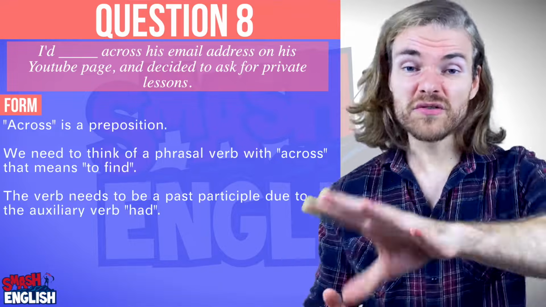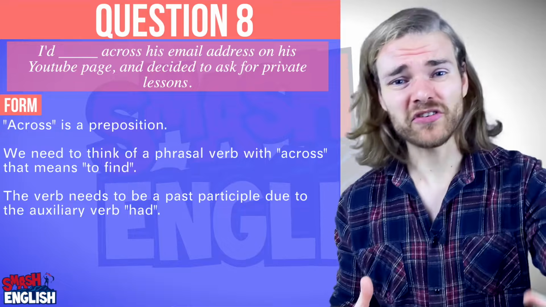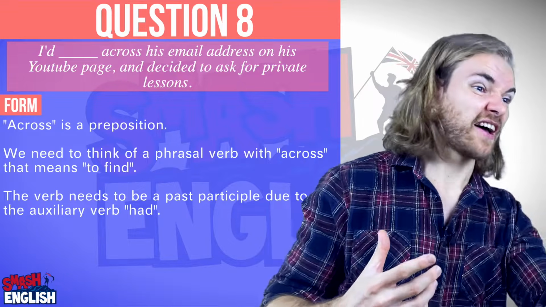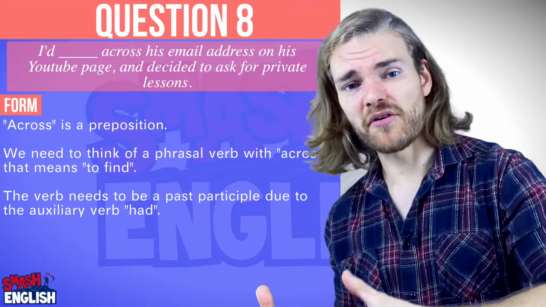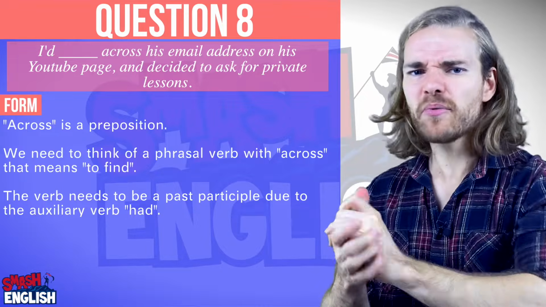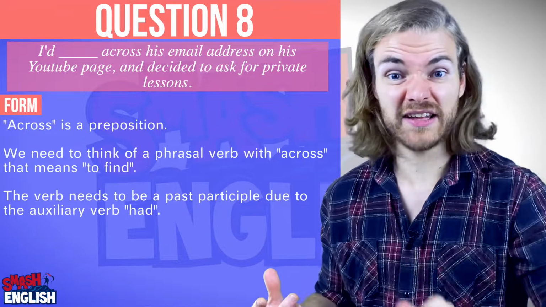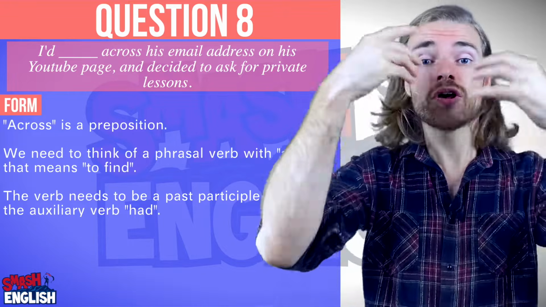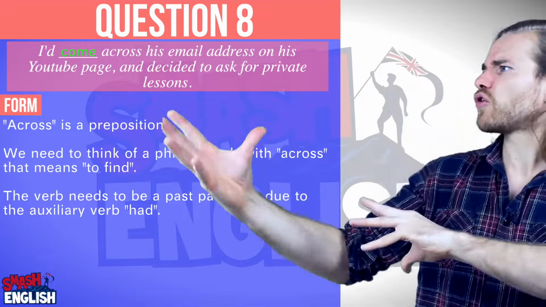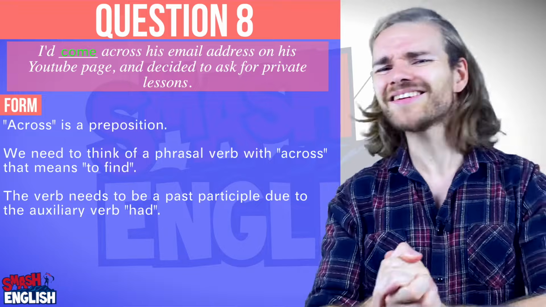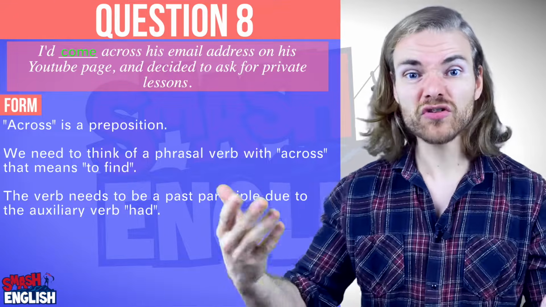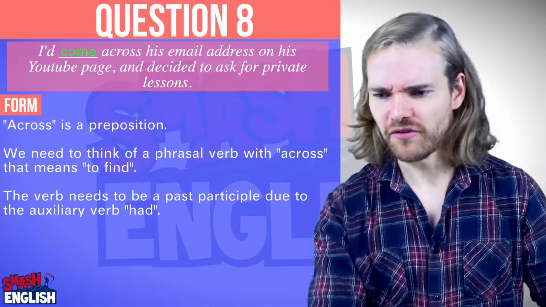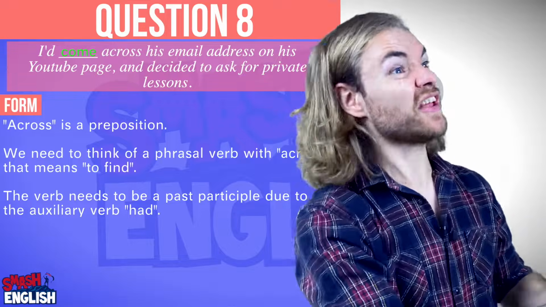And of course, the verb here needs to be in the past participle because before it we have had, part of the past perfect. So can you think of a phrasal verb with across that means to find? 3, 2, 1. Come across. To come across. If you find something accidentally, it means you come across it. Ooh, I wasn't expecting to find that. I just came across it.